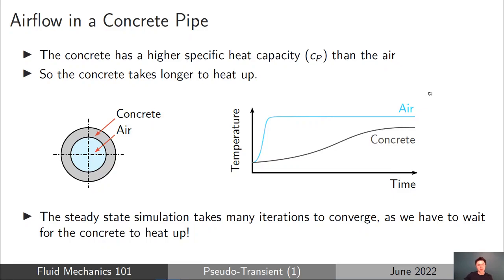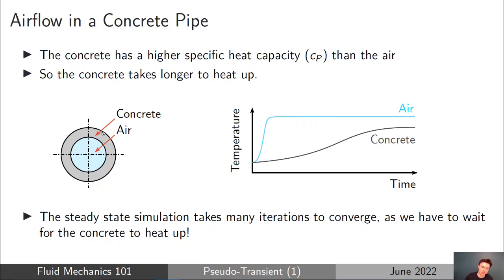And if we think about this problem conceptually and with the properties of air and concrete, and if you look this up either online or in your favorite textbook, what you'll see is that the concrete has a much higher specific heat capacity than the air, Cp. So what does that mean physically? It has a different material property. What does it mean? It means that the concrete takes more time to heat up than the air does.